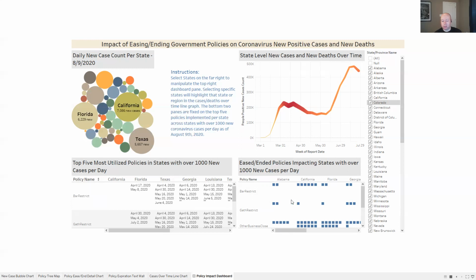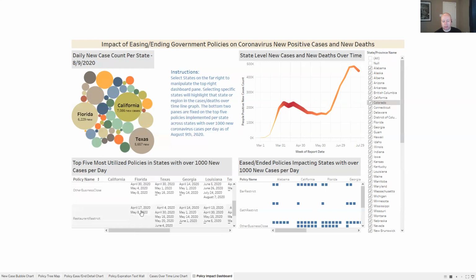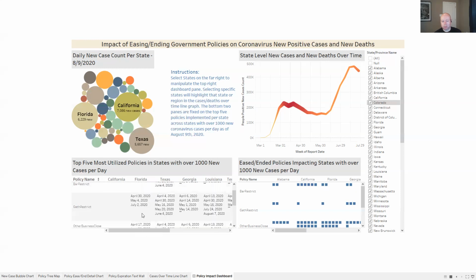So what we have here in these two bottom quadrants is this particular chart, which shows localities and state policies that were eased or ended during a specific period of time, from the 1st of March to the beginning of August. And then over here, you have specific dates that those policies were ended. It doesn't show you exactly what locality, but it gives you a general idea that, for instance, Florida had a pair of bar restriction policies, and both of those ended in April and in May, and then further gathering restrictions ended in April, May, and then in July, and that most of the policies associated with Florida ended in April and May. So what can you do with that?